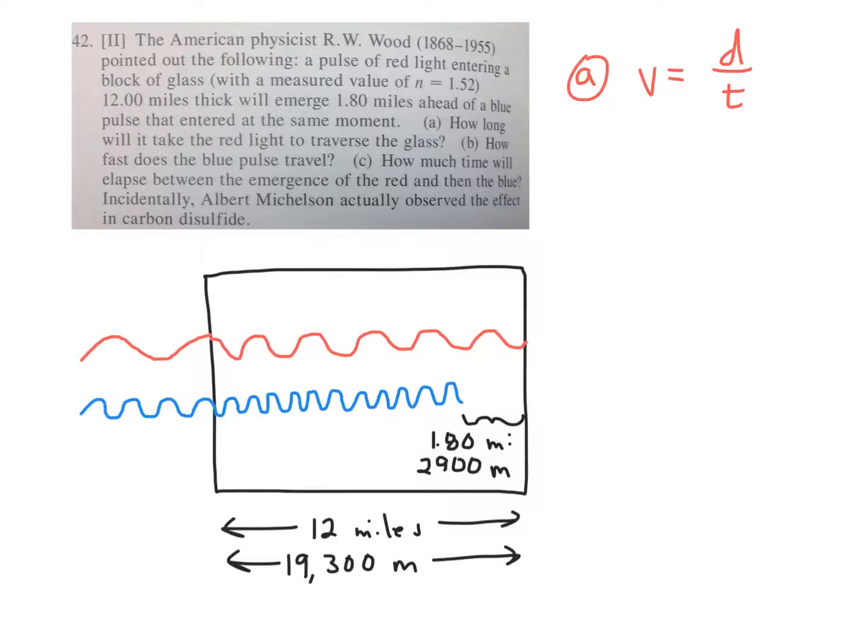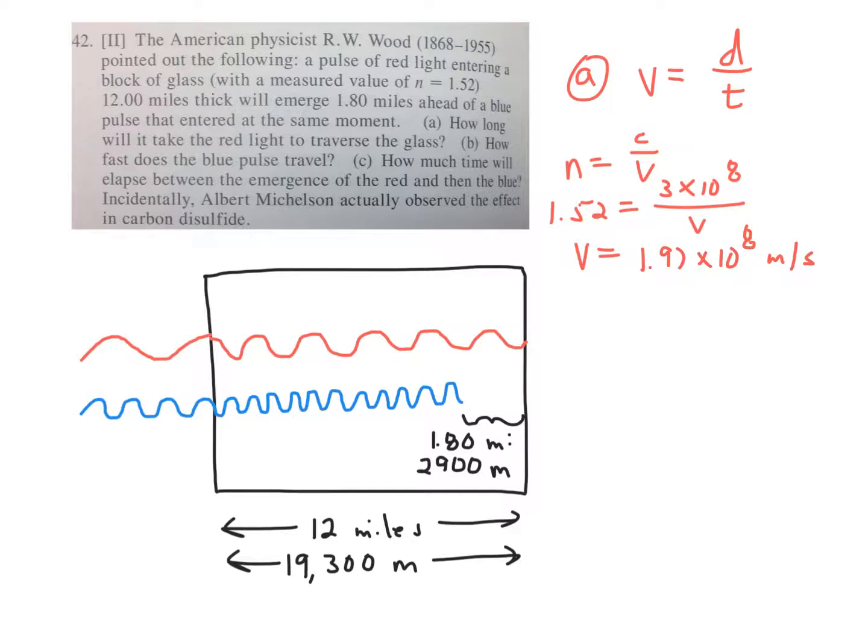But the index of refraction for red is 1.52. For blue it might be 1.54. Not that much different. But let's see what happens here. So we've got to go to the N equals C over V equation to figure out the actual velocity of the red pulse in the glass. So 1.52 equals 3 times 10 to the 8th divided by V. That V would be the velocity in this glass, which is 1.97 times 10 to the 8th meters per second.